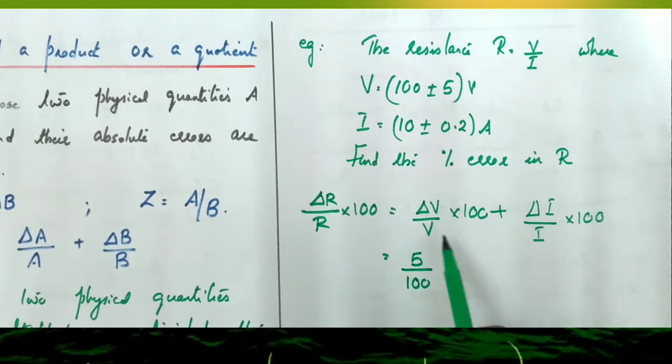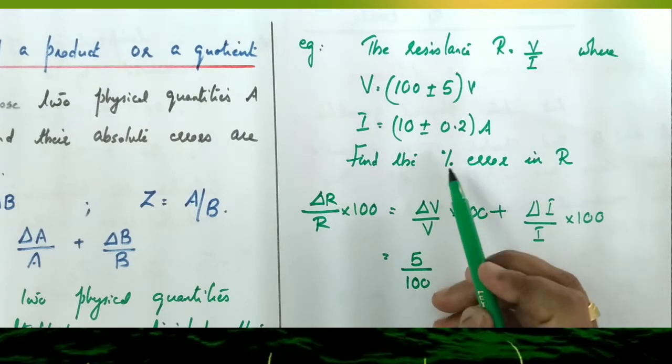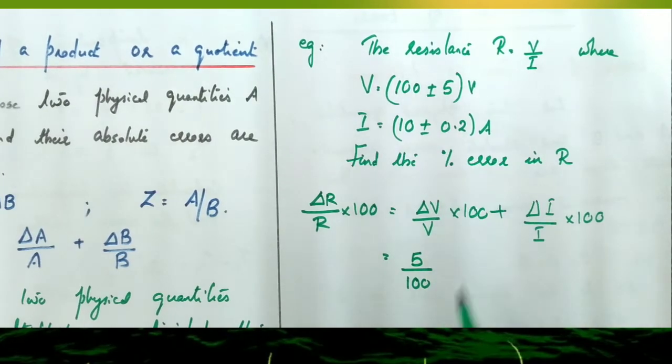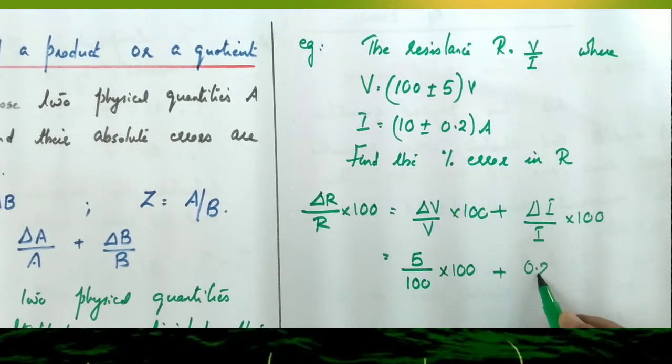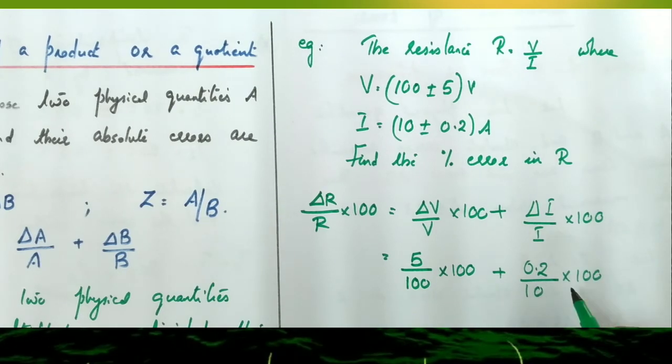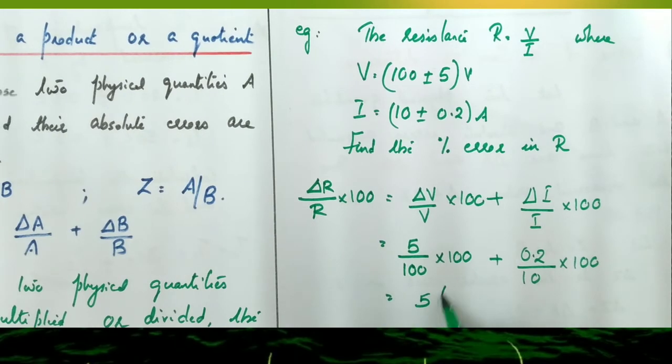So here we can substitute the values. Delta V, what is delta V? 5. 5 divided by V. What is V here? The original value 100. 5 by 100 into 100, plus what is delta I? 0.2 divided by I. What is I? 10, into 100, is equal to, this one is 5%.